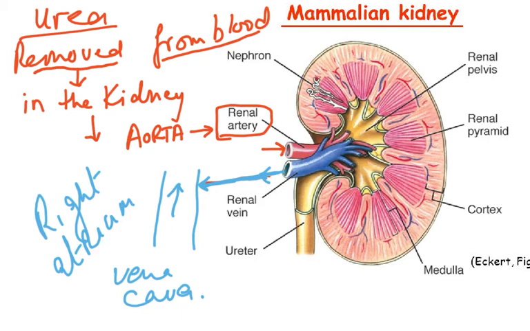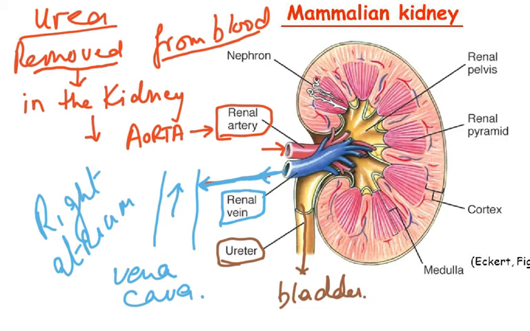So we need to understand that there are two blood vessels, one renal artery which is a branch of the aorta, and the renal vein which is coming out of the kidney and will enter the vena cava, and the vena cava will take it back to the heart. But then there's another tube which comes out of it, and this other tube is called the ureter. The ureter is the one which is going to carry the urine to the bladder. There's a urinary bladder where the urine is stored, and then it's going to be passed out through the urethra.